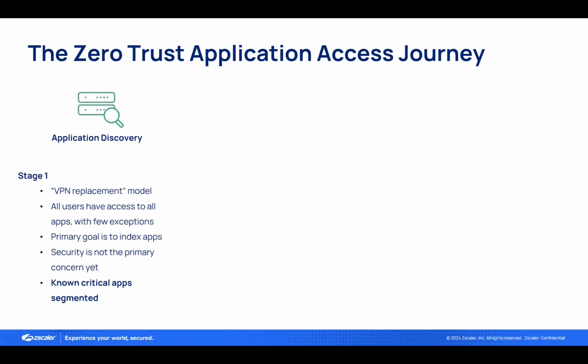Stage 1 of the journey is the application discovery model we've just discussed. In this stage, ZPA operates as a VPN replacement. All users have access to all applications, with few exceptions for critical applications. The primary goal here is to index and discover applications. Security is not a primary concern yet. Note, however, that even at this stage, known critical applications should already be segmented.